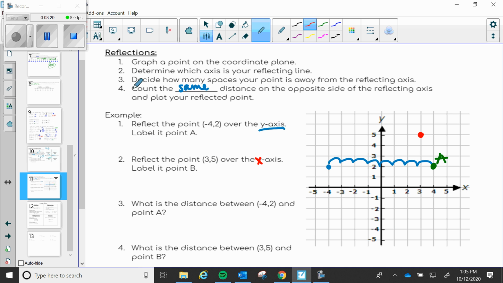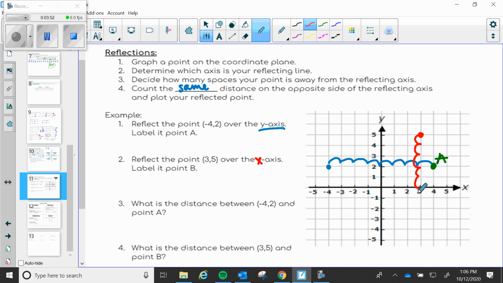So the first thing we have to do is decide how many spaces our point is away from the reflecting axis. So if this is where we're reflecting it over, if this is what we're trying to jump over, I need to figure out how many spaces it takes to get there. So let's count it out. 1, 2, 3, 4, 5. It takes us 5 spaces to get to our reflecting axis.